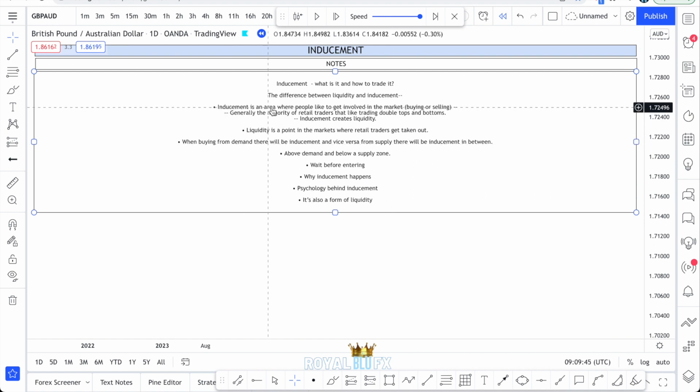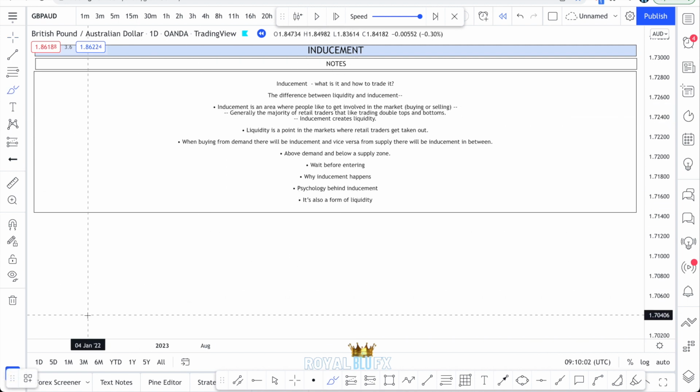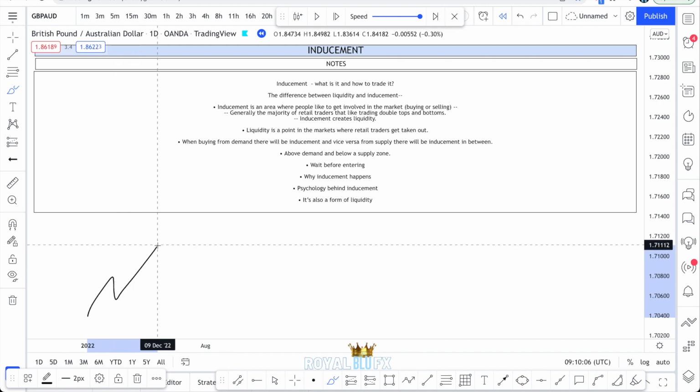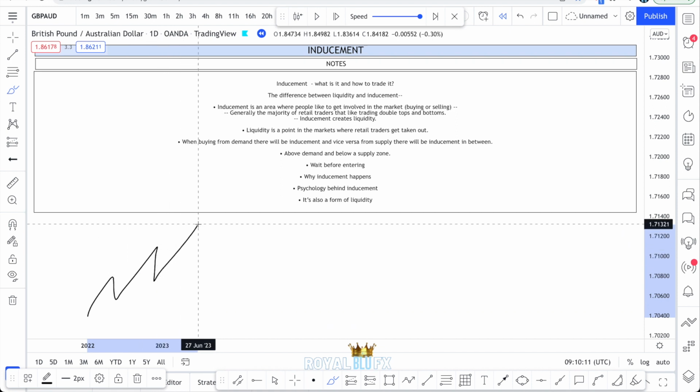So inducement is an area where people like to get involved in the market, buying or selling. Generally, it's the majority of retail traders that like trading double tops and double bottoms. Inducement creates liquidity. In this explanation, inducement looks like this: when price is going up, and then price retraces, and then shoots right back up.